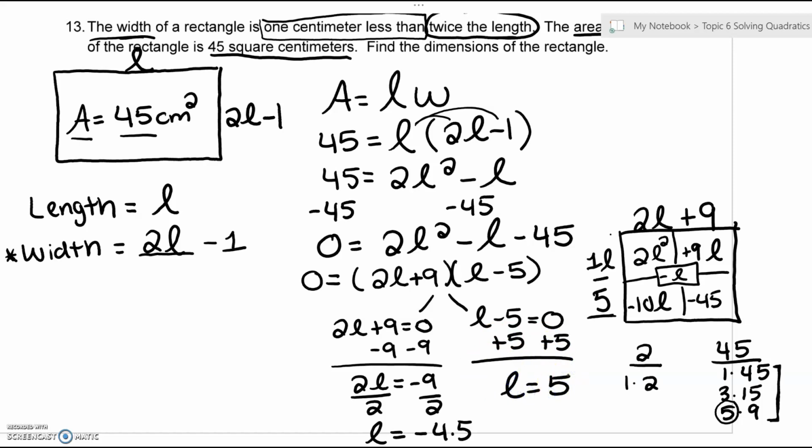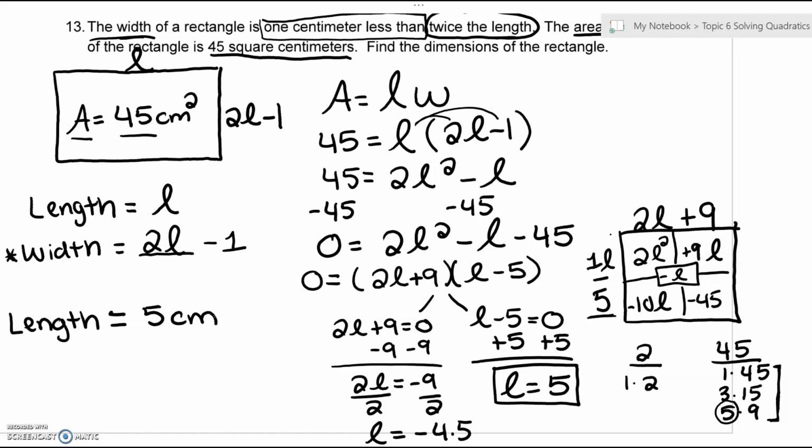And now we have to think about this critically and think about how this is a rectangle and I'm talking about length and width. So I can't have a negative length of a rectangle. So I have to choose L equals 5. So in my final answer, I know that I'm going to say the length, because I defined the length as L. The length is 5 and my unit is centimeters.